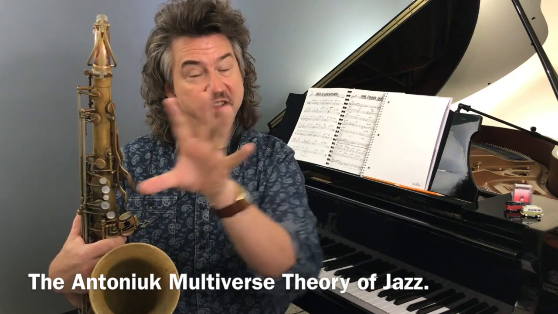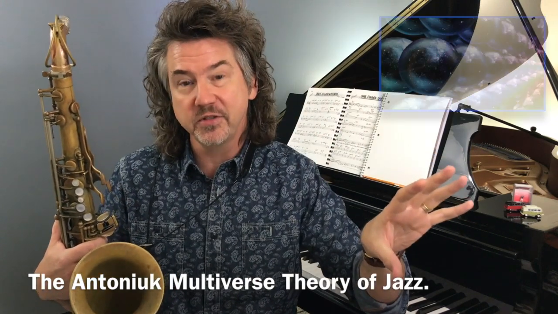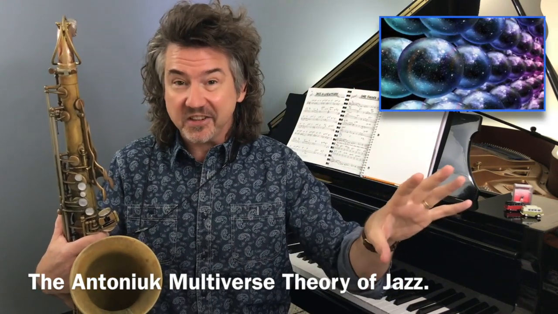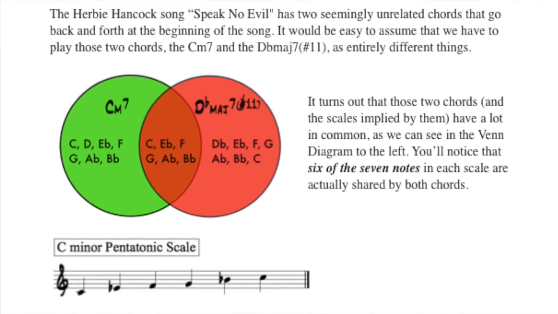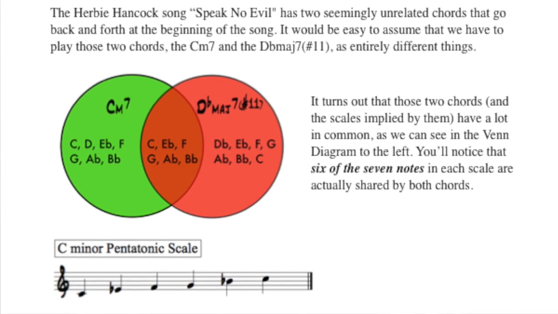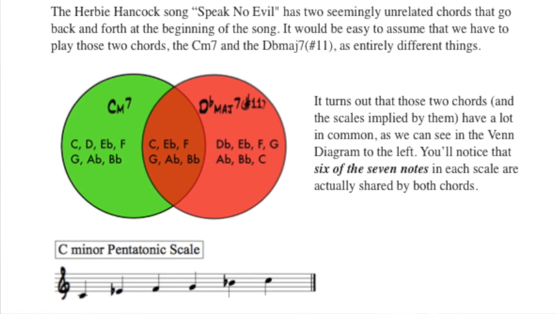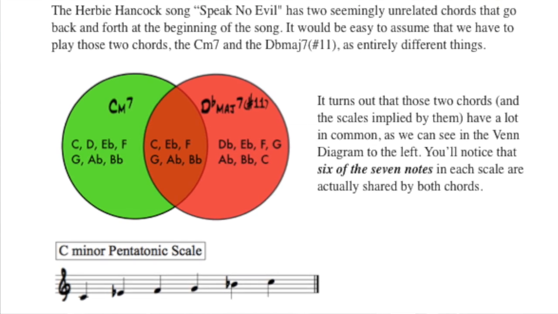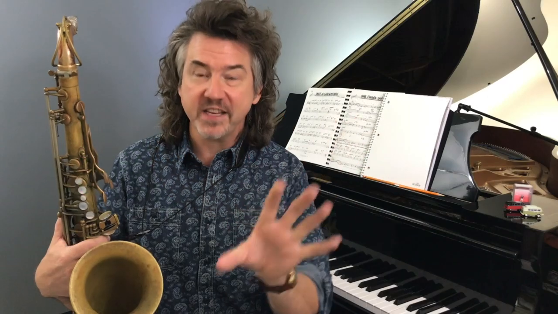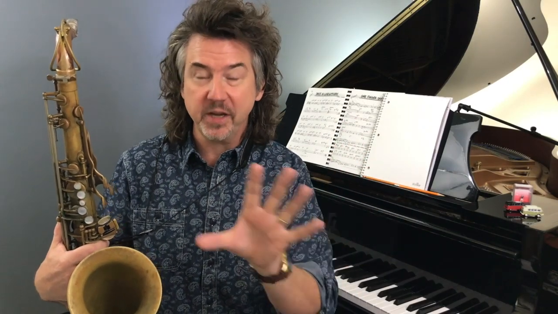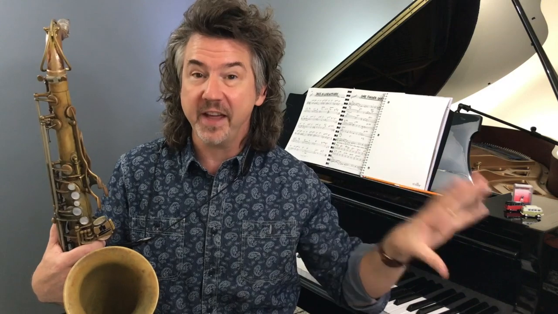Well, okay, so the Venn diagram shows us that the shared information between those two scales is colossal. Look, the intersection between those two circles, and we see 6 notes that are the same. 6 of the 7 notes. There's 7 notes in the C minor scale, 7 notes in the D flat major scale. 6 of the 7 work. So yes, we came to it intellectually. We came to it through the Venn diagram.